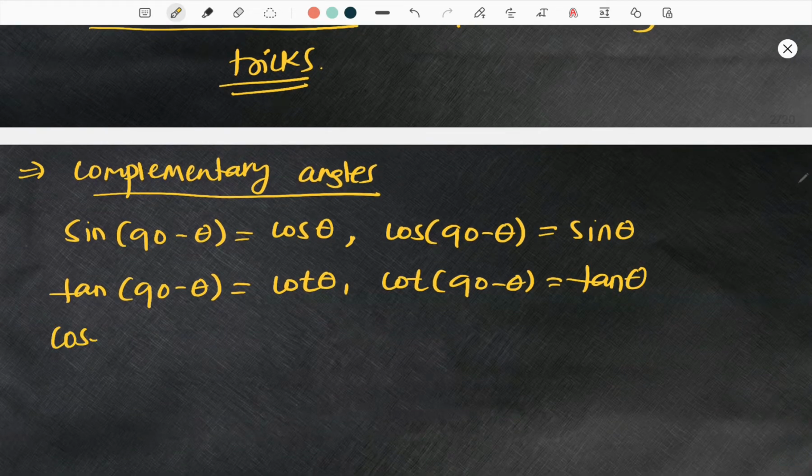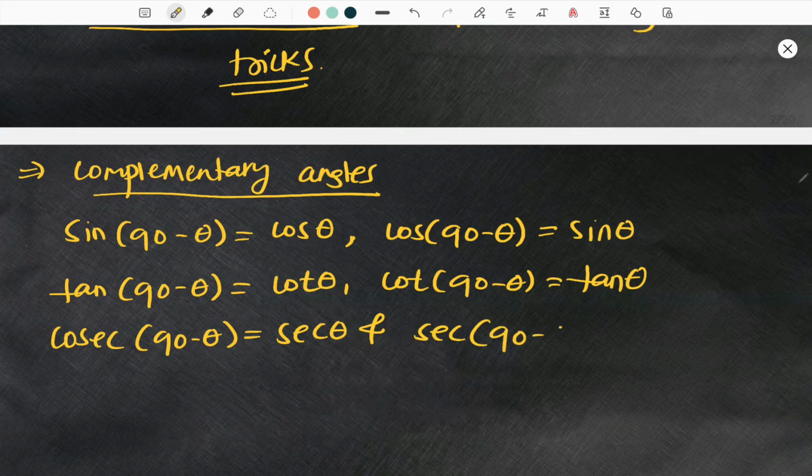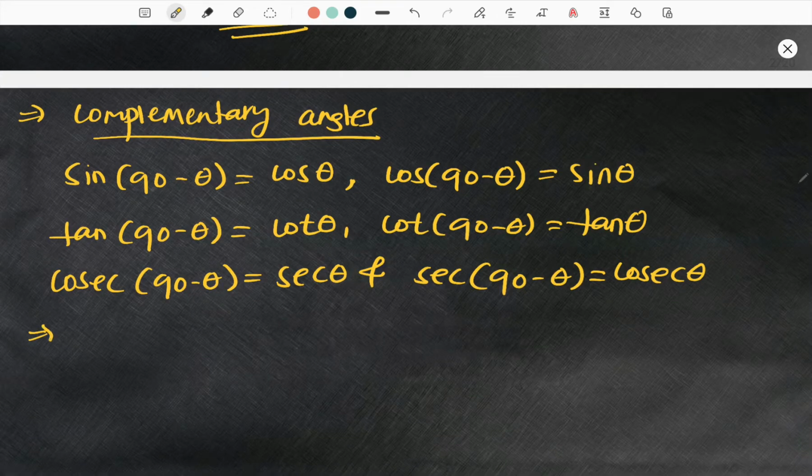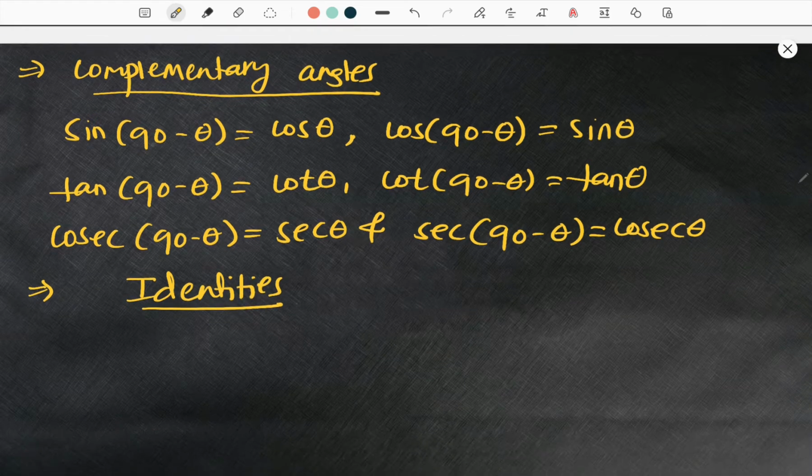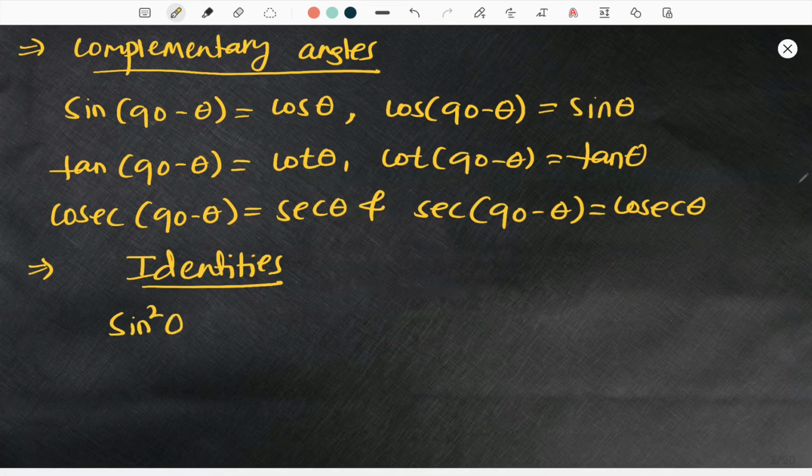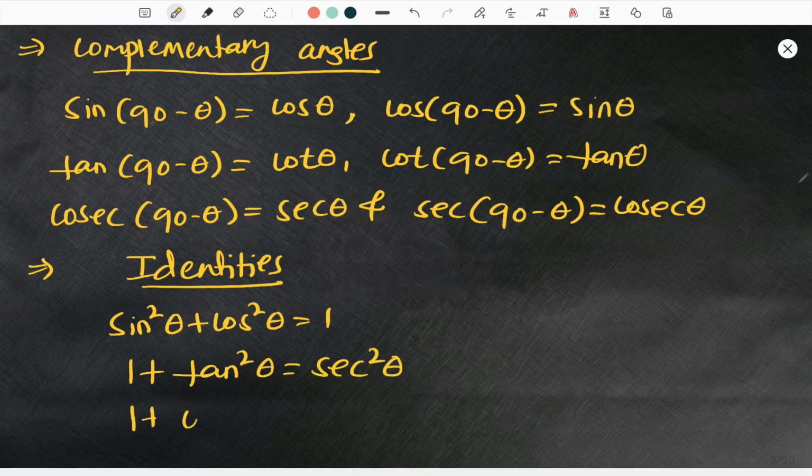Similarly, we have cosecant of 90 minus theta is equal to secant theta, and secant of 90 minus theta is equal to cosecant theta. Alright, and after that the trigonometric identities are there. 3 identities are there which you must be aware of. The trigonometric identities are sine square theta plus cos square theta is equal to 1, first identity, and second one is 1 plus tan square theta is equal to secant square theta, and third one 1 plus cot square theta is equal to cosecant square theta.